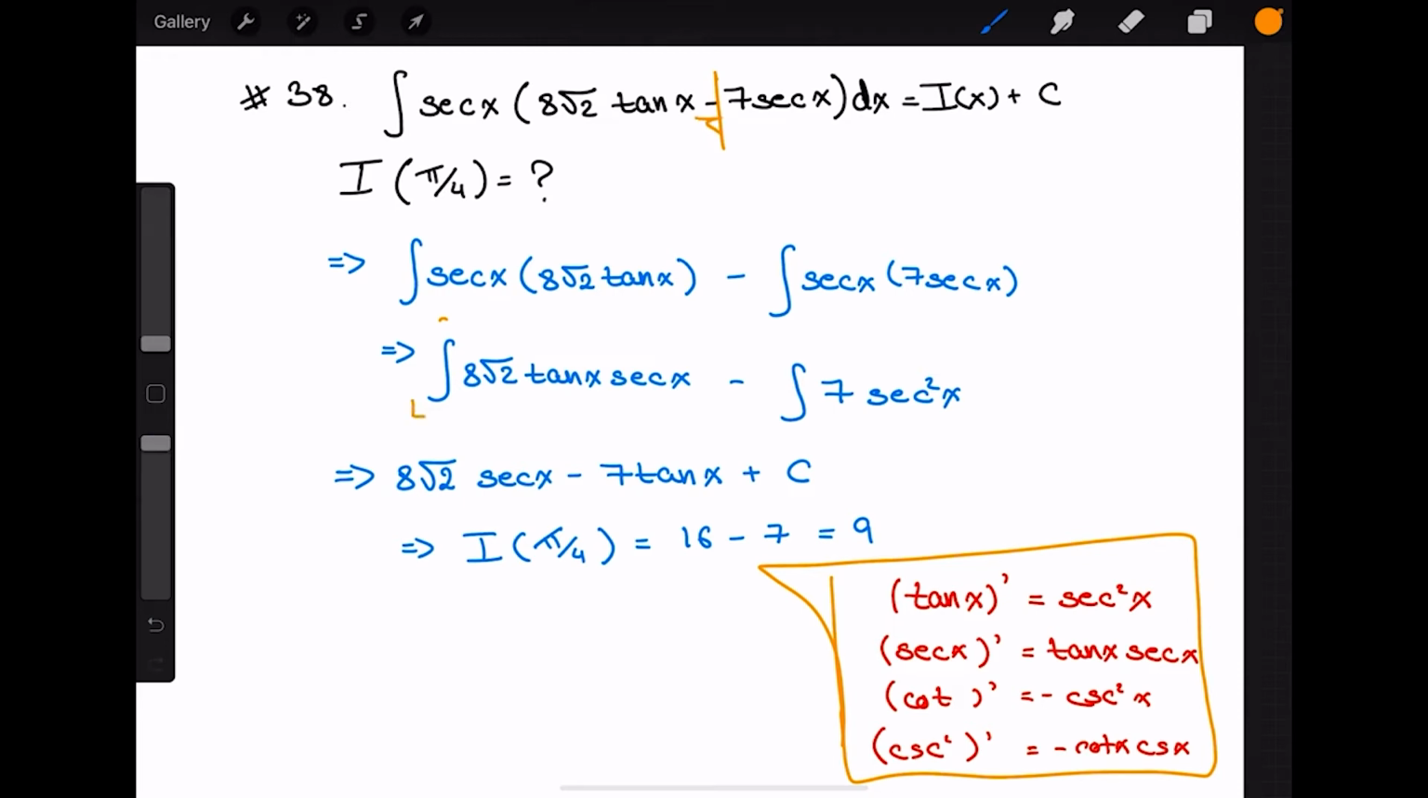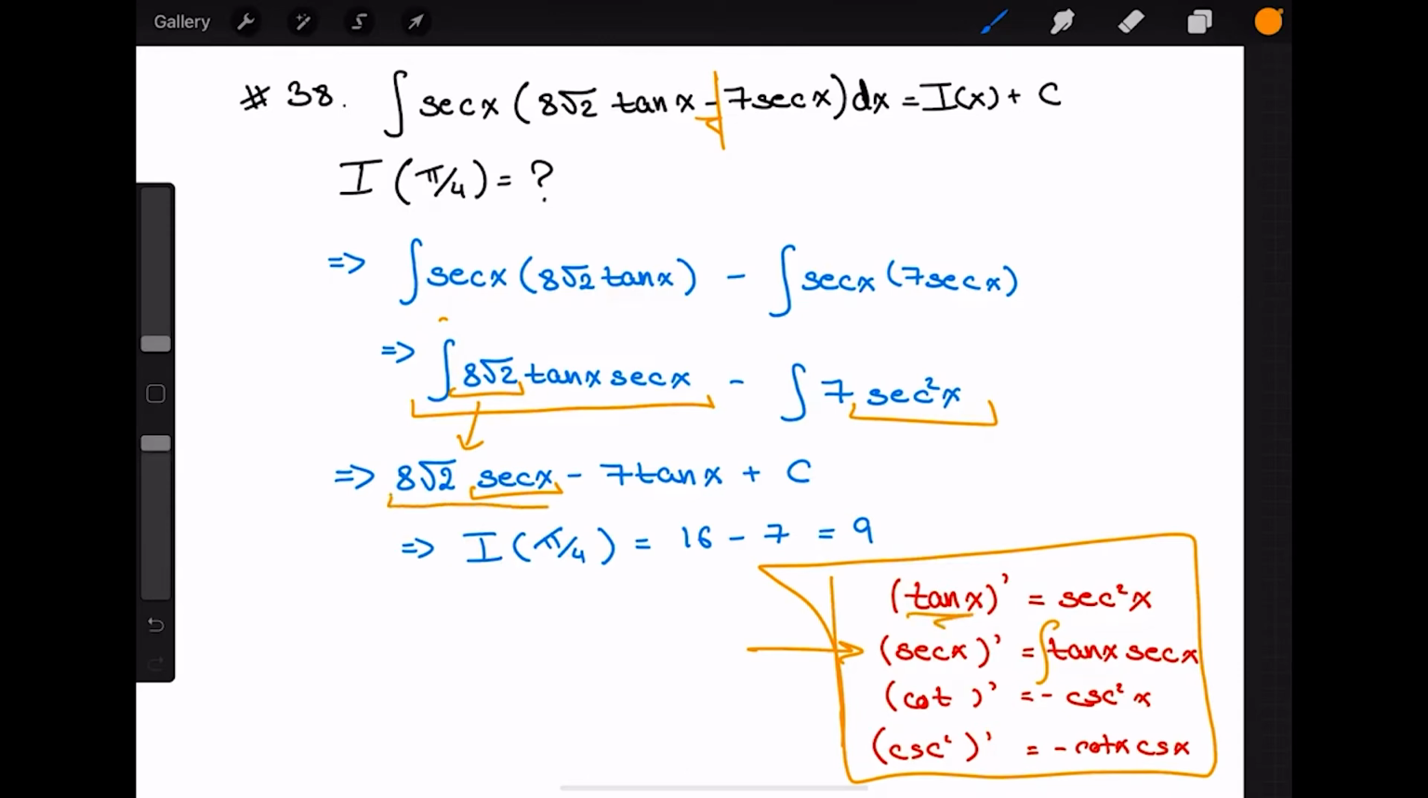Then we'll look at one equation at a time. So let's look at 8 radical 2 tan x secant x. If you can see here, the derivative of secant x is tan x secant x. Therefore, the integration of tan x secant x will simply be secant x. And 8 radical 2 is a constant, therefore it will transfer. Now moving on to secant squared x, I've already mentioned its integration is tan x.